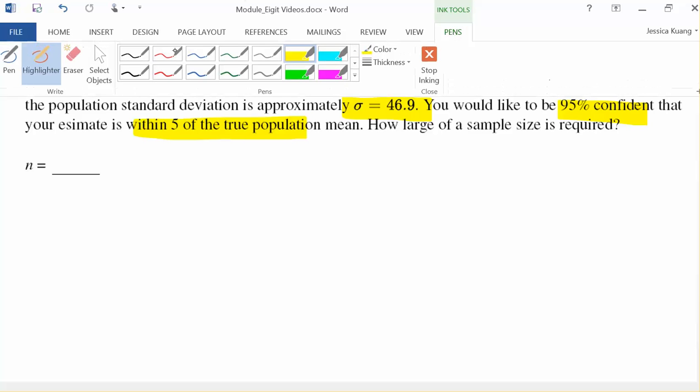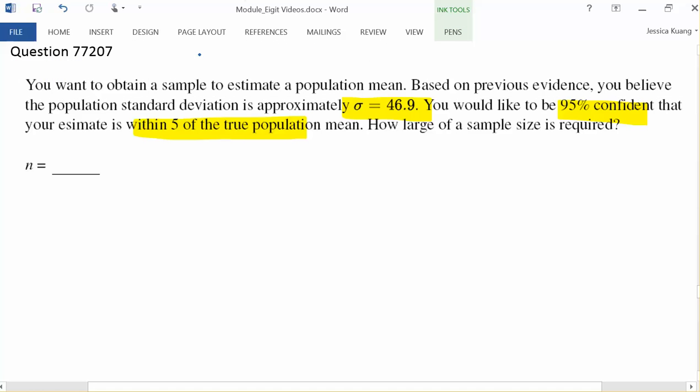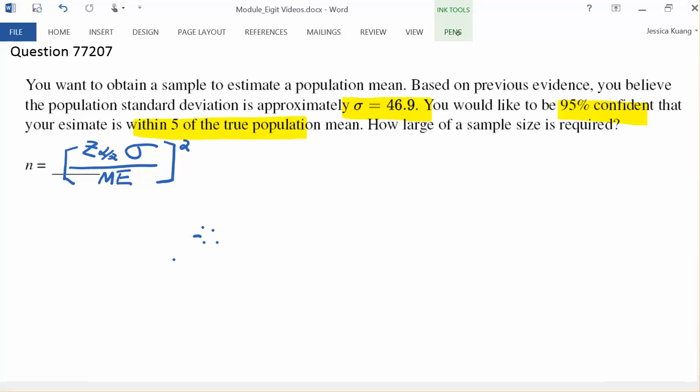So first things first, let me give you the formula for calculating sample size. That is Z, let me rewrite this. That is Z with a subscript alpha over 2, sigma, the population standard deviation, over E, the margin of error, squared. This is the formula from your book and most statistics books.